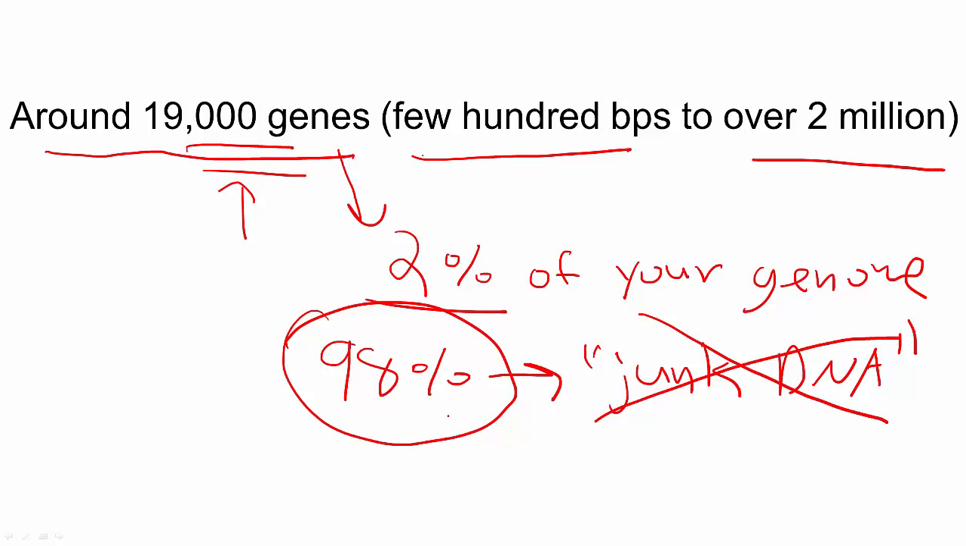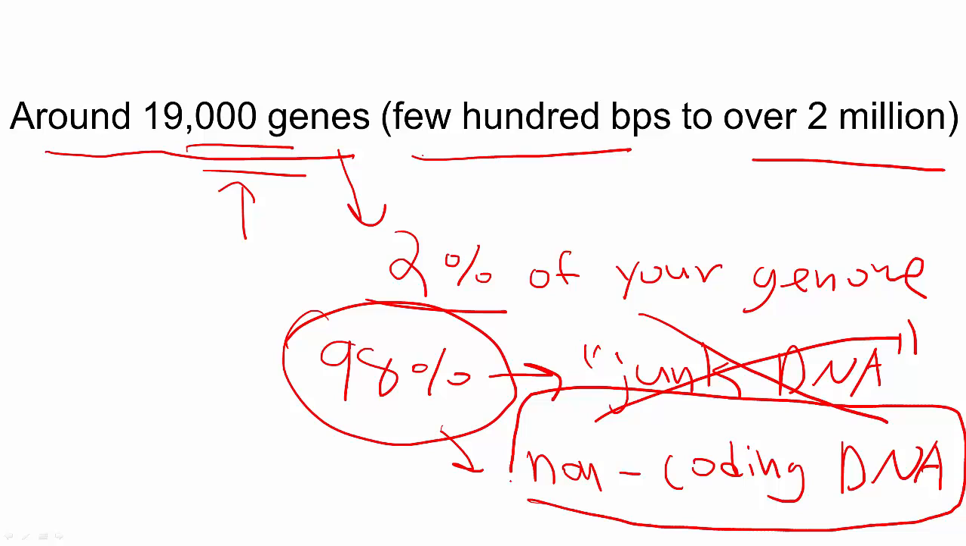What it is called, the proper term, is non-coding DNA. Non-coding DNA. And this non-coding DNA basically encodes information for regulatory factors for proper gene expression, such as transfer RNAs, which we'll get to later on.